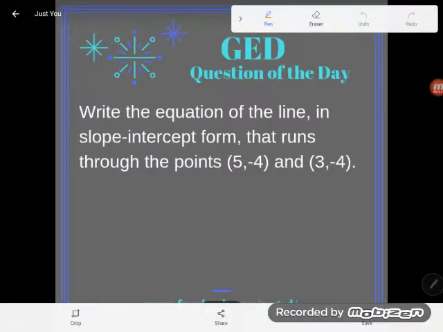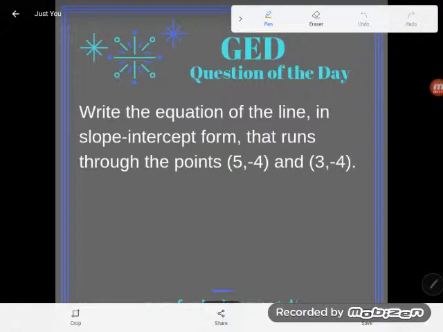Hey GED students, it's GED Question of the Day, and I have reached the culmination of these problems that we've been working on the last 5 or 6 days, where we write the equation of a line. This is an easy concept that students forget because it's so weird. That is why I want to make sure we really thoroughly cover this, because they love it on the GED. So let's take a look.